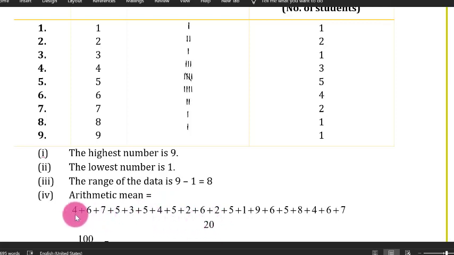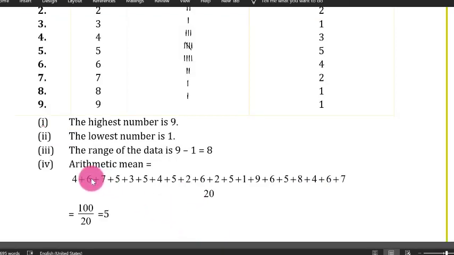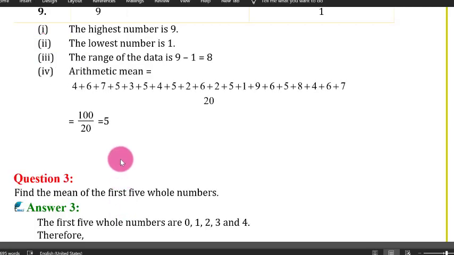Then arithmetic mean is equal to the sum of the given marks divided by the number of students. So it will be written: 4 plus 6 plus 7 plus 5 plus 3 plus 5 plus 4 plus 5 plus 2 plus 6 plus 2 plus 5 plus 1 plus 9 plus 6 plus 5 plus 8 plus 4 plus 6 plus 7, divided by 20. The sum in the numerator will be 100 and the denominator is 20. 20 fives are 100. So we got 5, which is the arithmetic mean in the given problem. So we can move to question number 3.